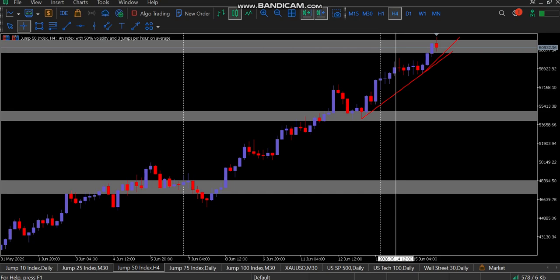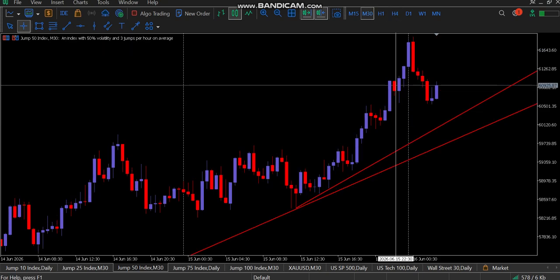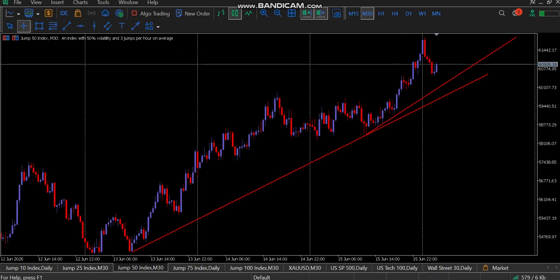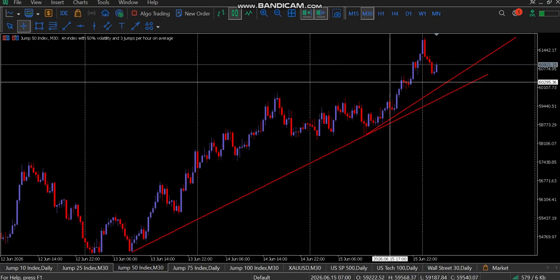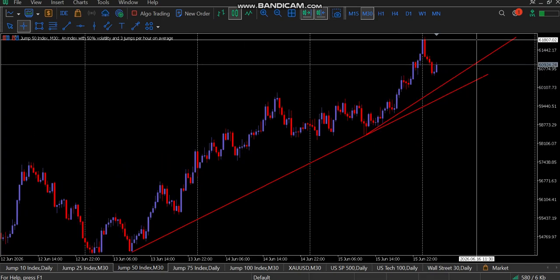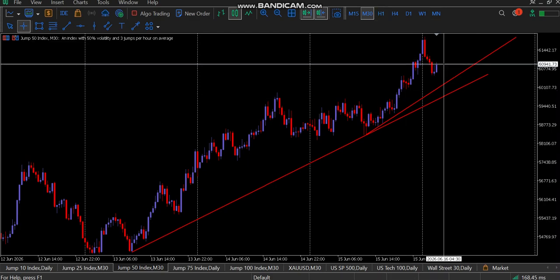I just have to draw my counter trend line. That's basically what I'm looking for, because we have already gotten into the zone. So now, drawing my counter trend line, I'm looking for a counter trend line break. Once I see a counter trend line break, that is what I'm looking for, and that is how I'm going to enter this trade.